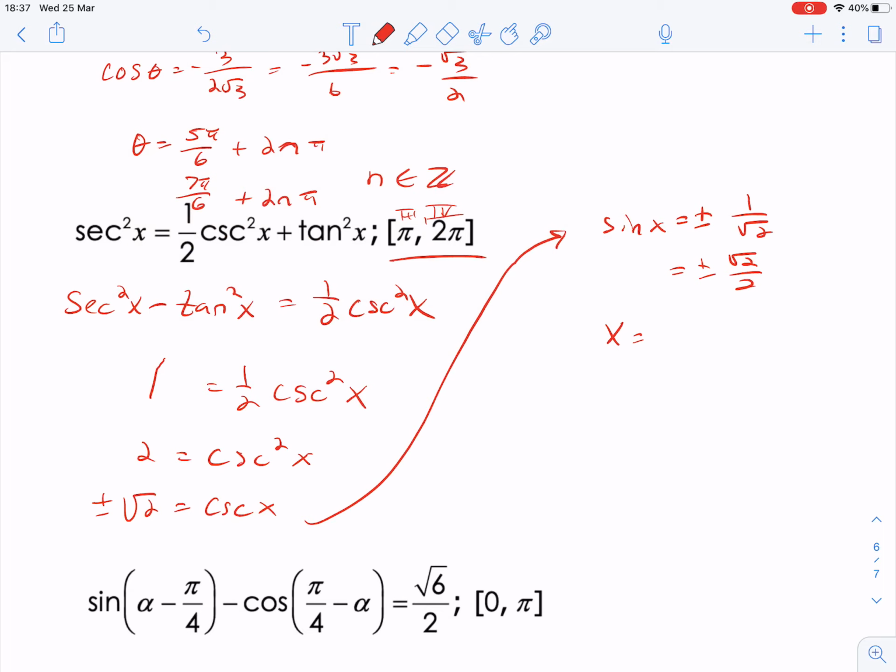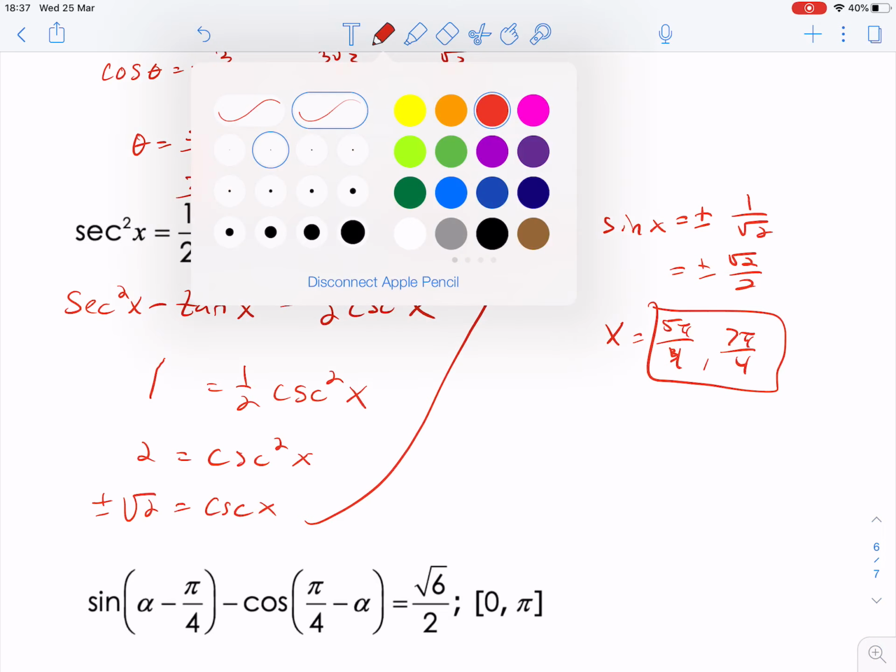Okay, so x is going to be 5 pi over 4. There's our third. And 7 pi over 4. There's our fourth. And we're done. Cool. Not bad. All right, next.